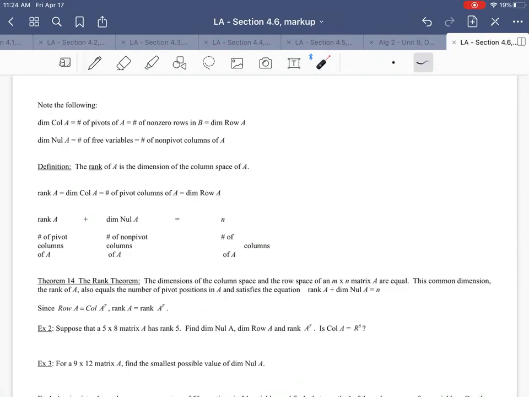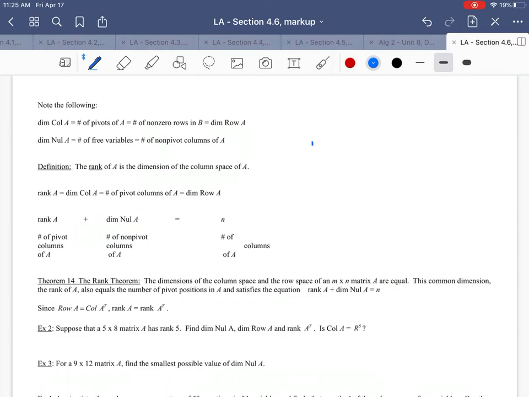All right, so here's another little rule kind of to go by. The rank is the dimension of the column space. Remember, the column space is equal to the row space, so the rank isn't just a new word for you. The rank is basically the number of pivot columns in a matrix, okay? And so the number of pivot columns plus the number of non-pivot columns, which is your null space, equals the total number of columns. So that's what this little formula down here is letting you know. All right, so we're going to use that in some of our problems.